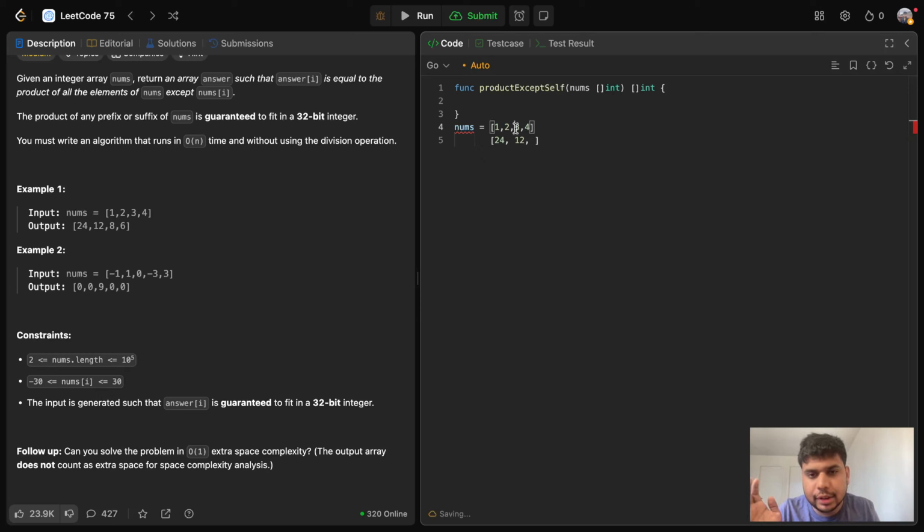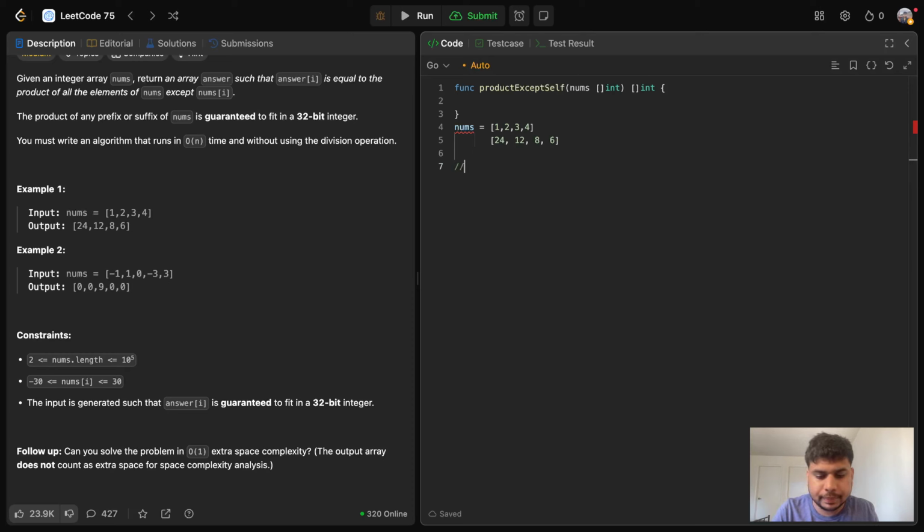And what is it for this position? 4 into 2, 8. 8 into 1, 8. And what is it for this position? 3 twos are 6. So this is the answer they're expecting. The expectation is fairly straightforward. You just have to compute the product of every other element except that specific index.